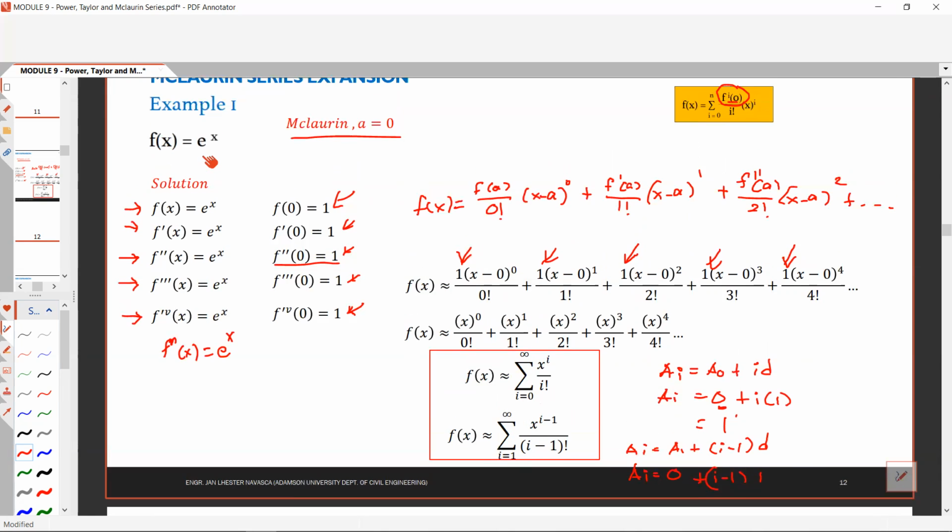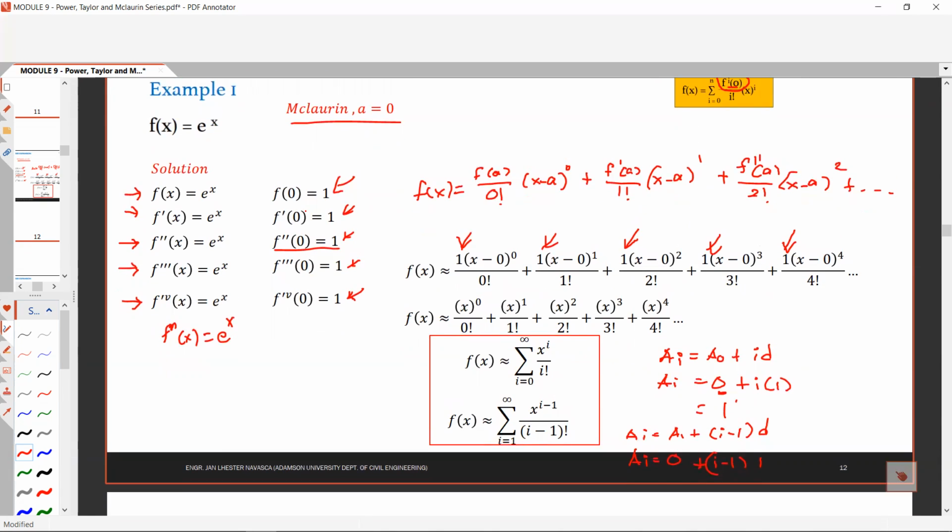So that is the Maclaurin series expansion for e raised to x. Please recall, please memorize this Maclaurin expansion so you don't have to solve for e raised to x again, because we can use this e raised to x in other functions. Later we will discuss how to use a known Maclaurin series expansion to get other Maclaurin series expansions.